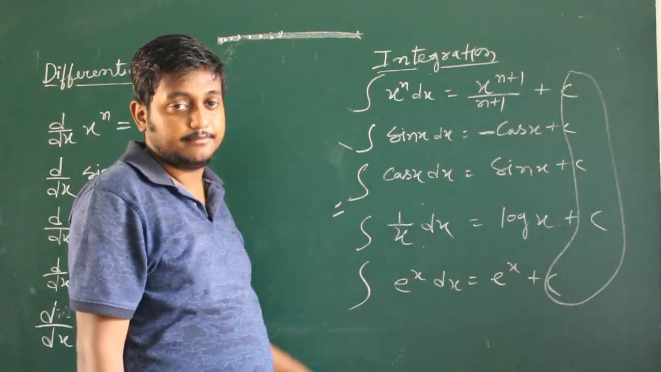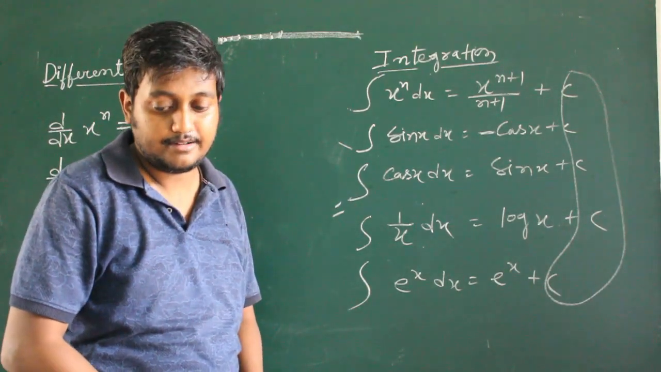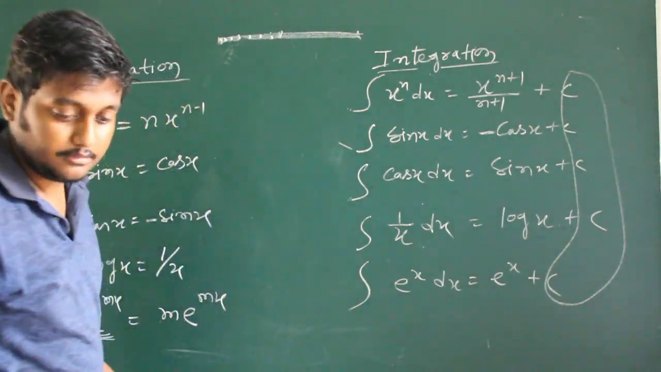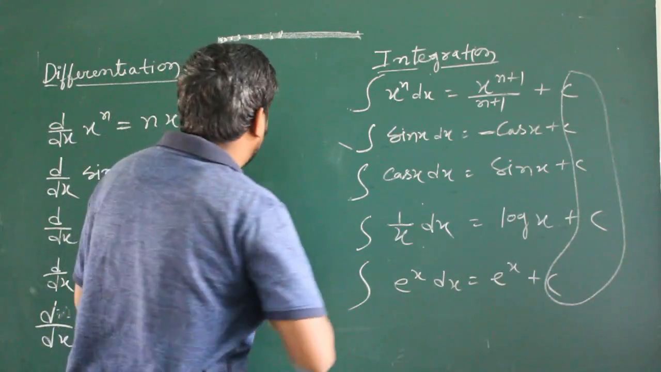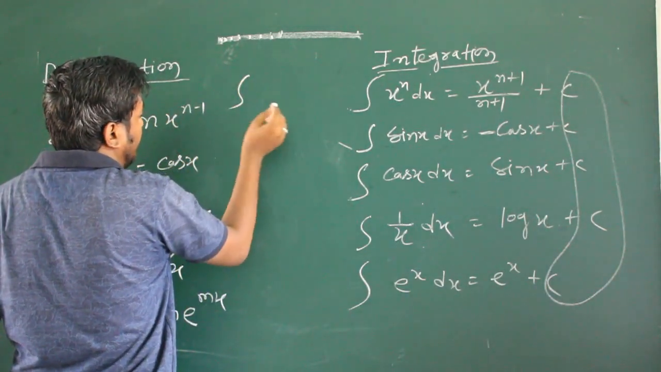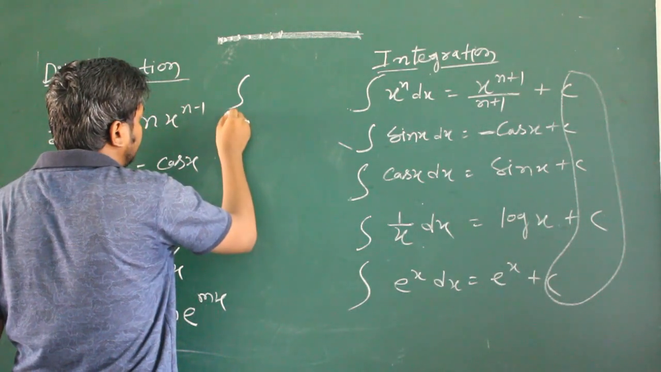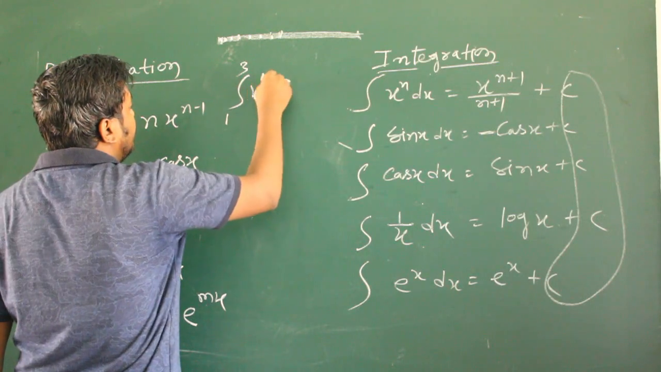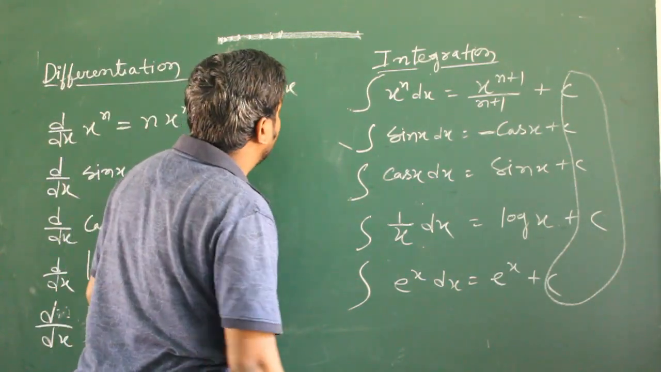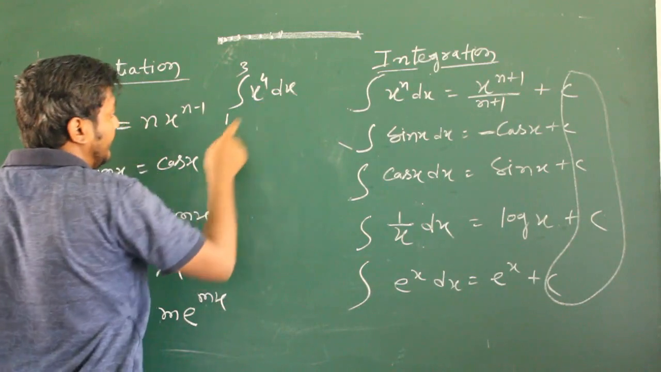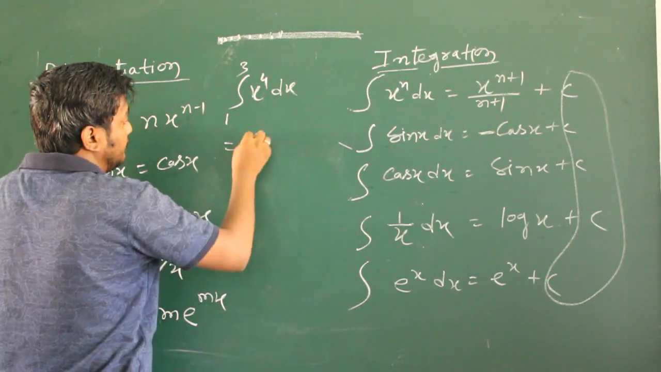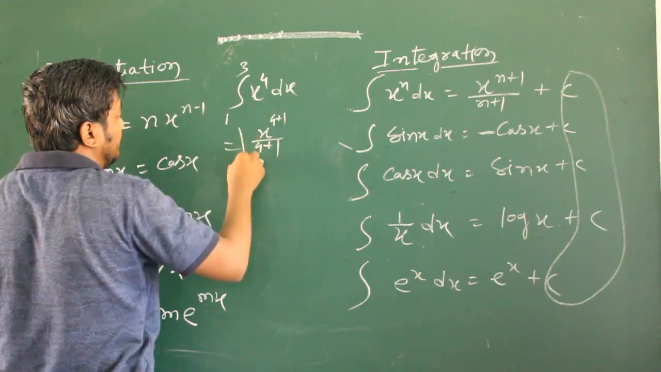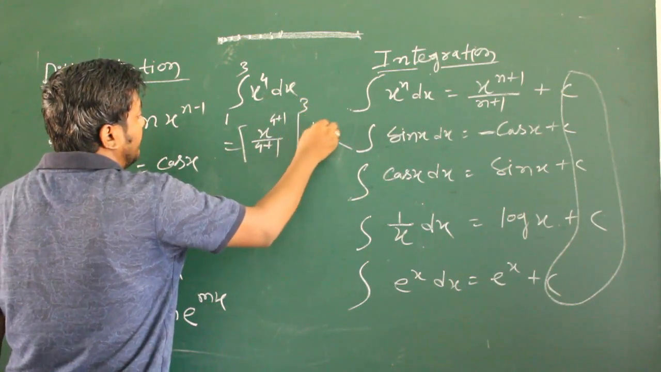If there is no limit, that means suppose we don't want a limit. Suppose an integration is given, for example, the integral from 1 to 3 of x to the power 4 dx. Then here what will we get? x to the power 4 plus 1 by 4 plus 1, from 1 to 3, plus c.